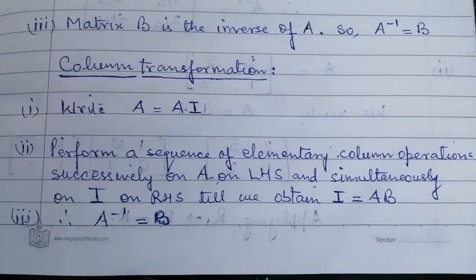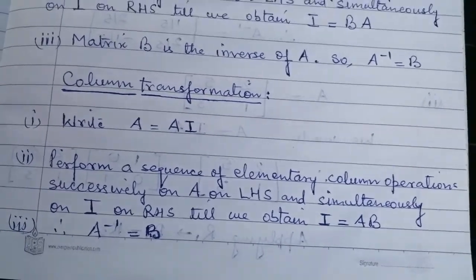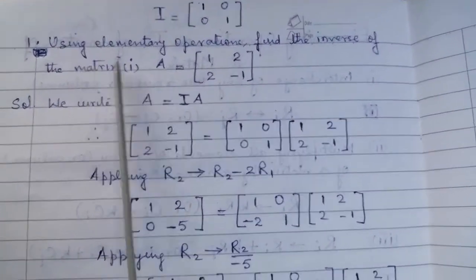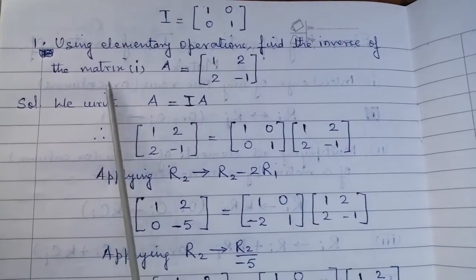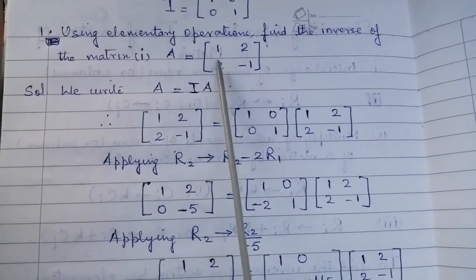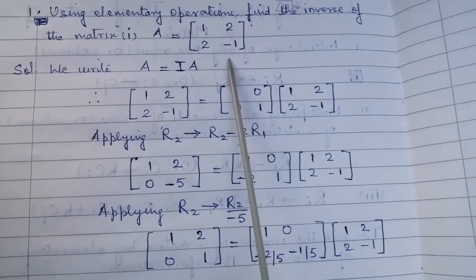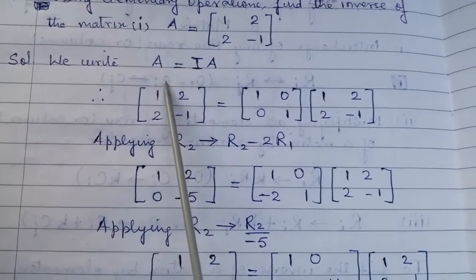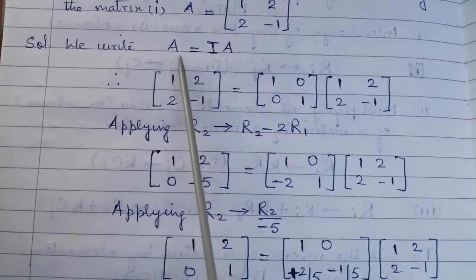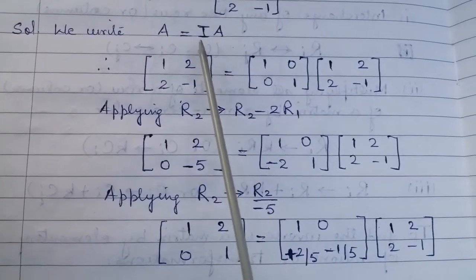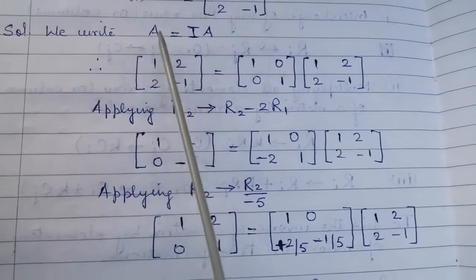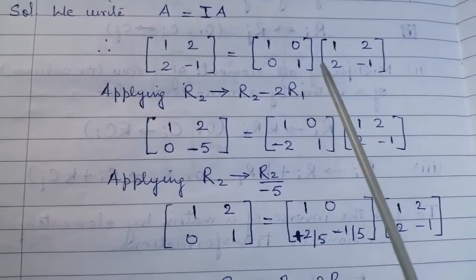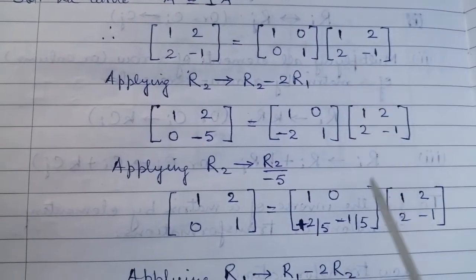Now I'll give an example so that it becomes easier for you to understand. The question is, using elementary operations, find the inverse of the matrix. First part, A is equal to [1 2; 2 -1]. These are the elements of matrix A, right? As discussed earlier, for row transformation, we write the given matrix A as A is equal to I into A, right? Now, put the values. Matrix A is [1 2; 2 -1], identity matrix [1 0; 0 1], and the matrix A.